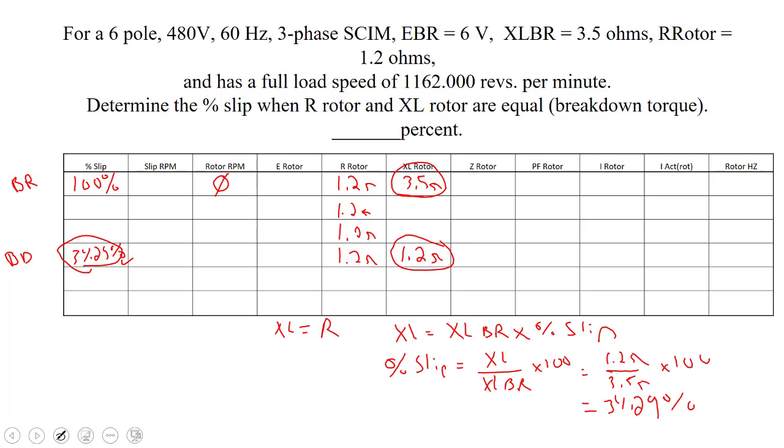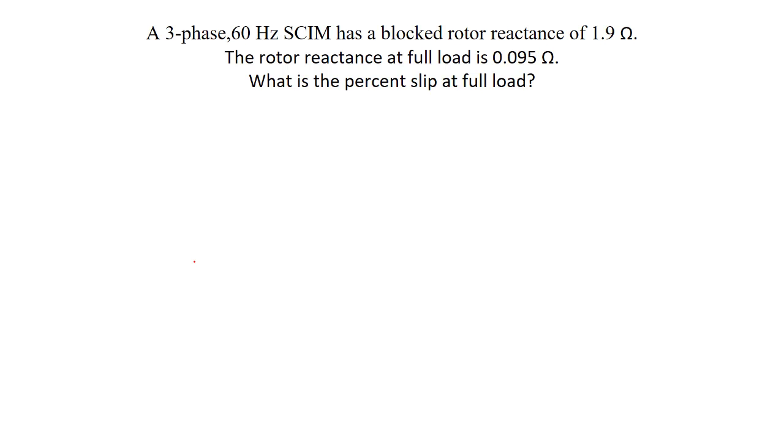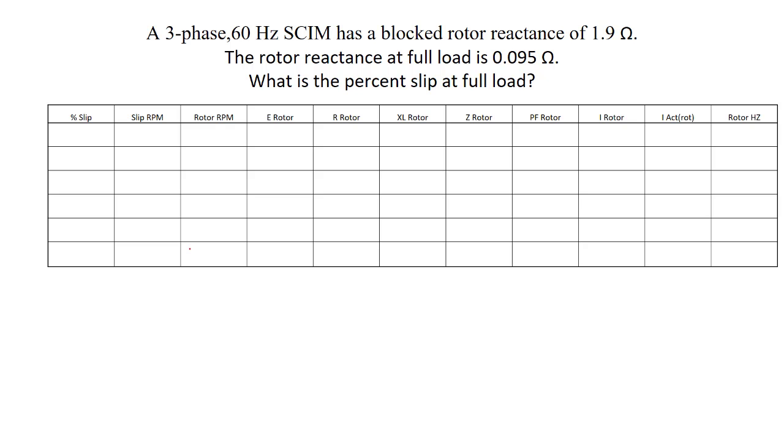All right, good. Let's try one more example. A three-phase 60 Hz squirrel cage motor has a blocked rotor reactance of 1.9. The rotor reactance at full load is 0.095. What's the percent slip? Very similar to the one we just did. So 100% slip, and full load is going to be around here somewhere, and it wants to know what the percent slip is at full load. Well, we can just use the values given.